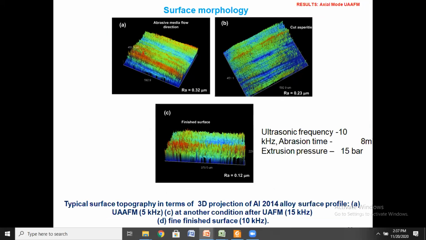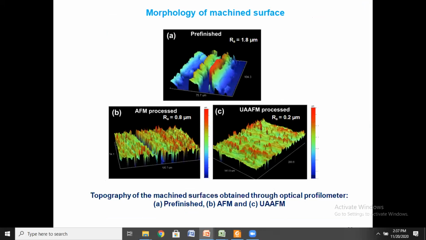So these are some experimental profiles for different conditions that were plotted, taken from the optical profilometer. Before and after RA finish, you can see here the pre-finished Ra of 1.8 micron. This is a case of a gear actually. For the cylindrical bush, we took 0.9 to 1. This is the case of the gear, so we got up to 0.2 micrometer after UFM finish.